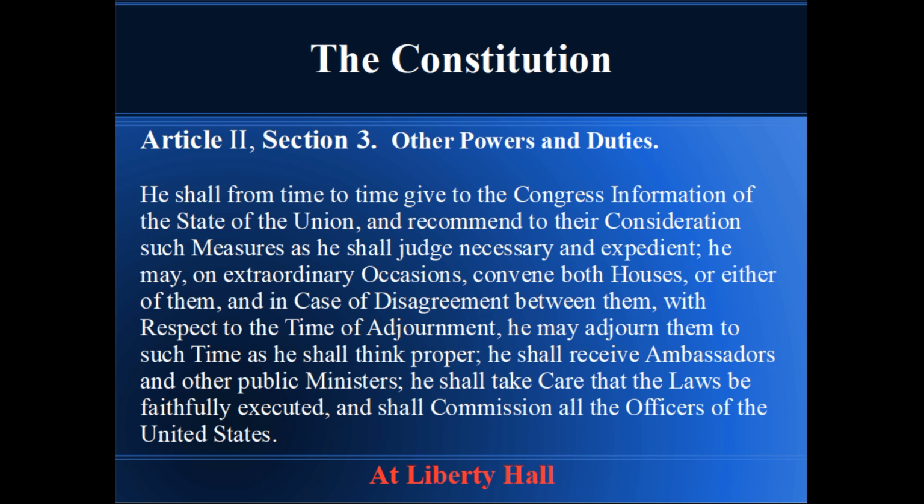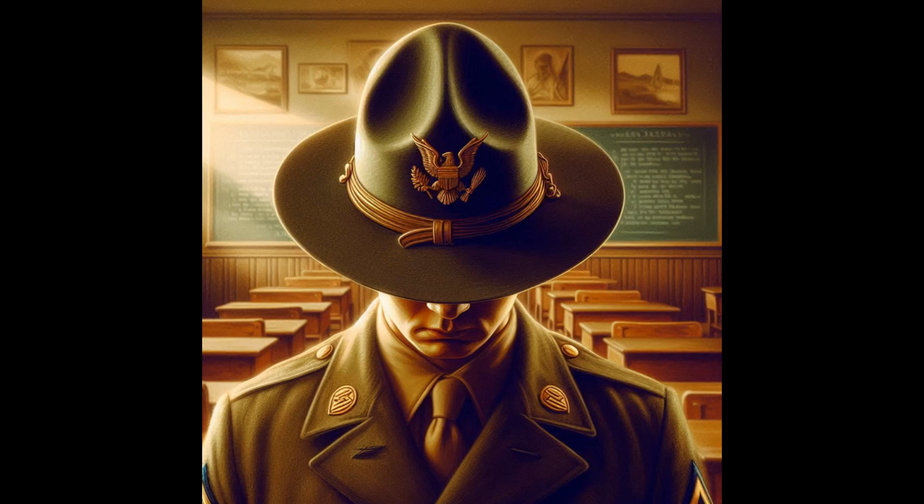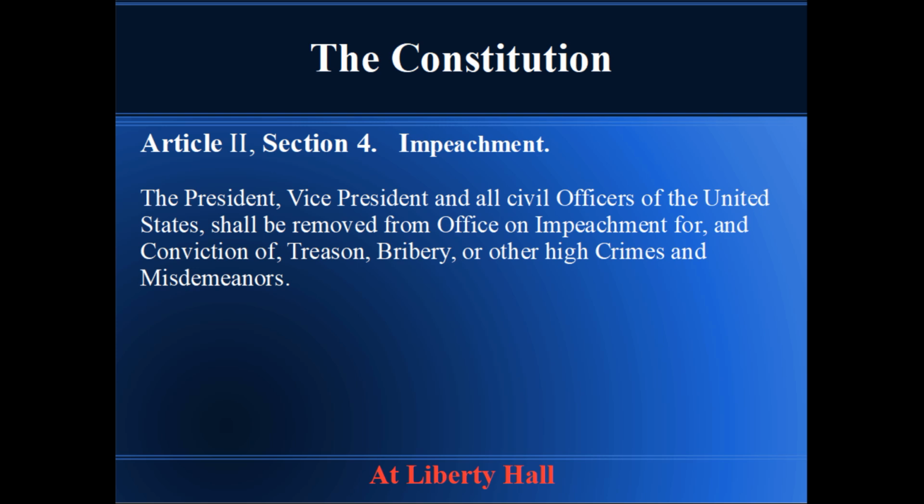He shall take care that the laws be faithfully executed, and shall commission all the officers of the United States. The President must update Congress on the country's condition, suggest necessary actions, and may call Congress to meet. He can also settle disagreements between houses on when to adjourn, receive foreign ambassadors, ensure laws are followed, and appoint U.S. officers.